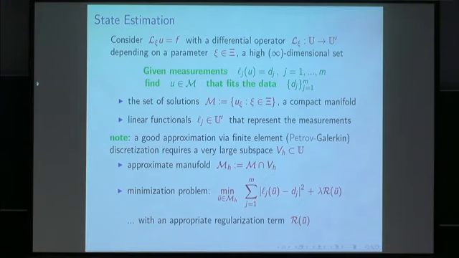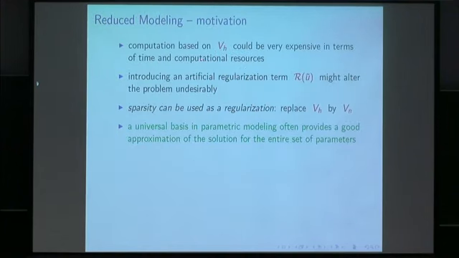Here I'll talk about something else. And this something else is how to do the regularization in a different way, namely by reducing the dimension of the space in which we are looking for a solution. This is mainly because in most of the cases the regularization term is artificial, and it actually can change the problem in a direction we don't want to go.